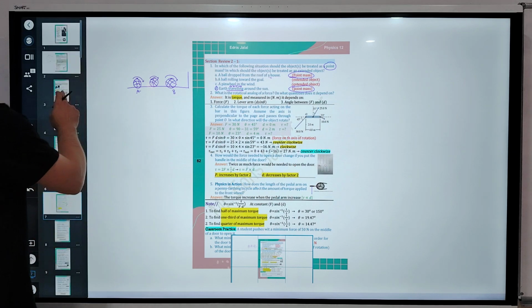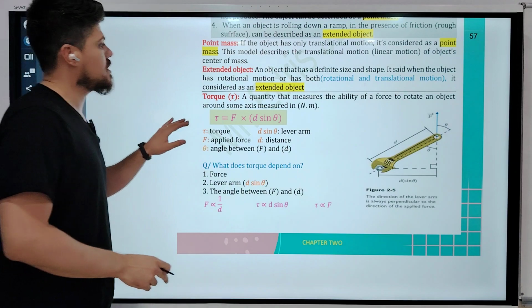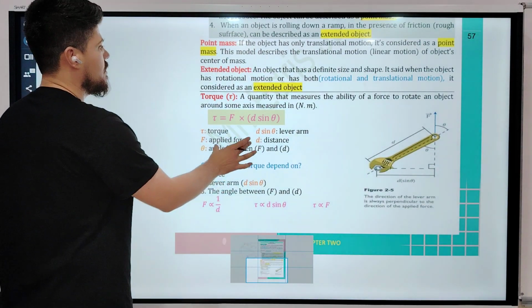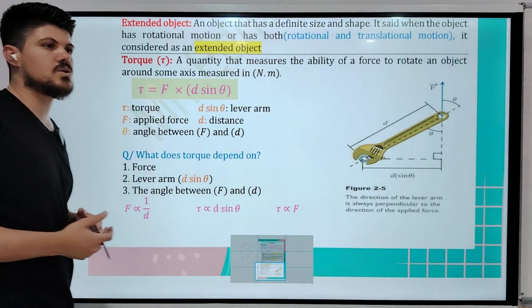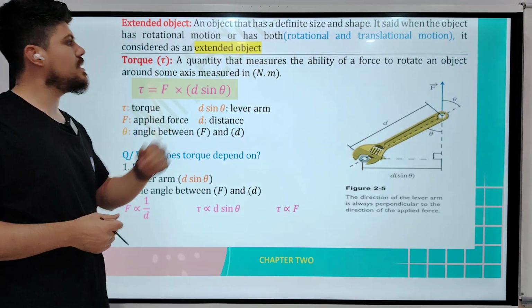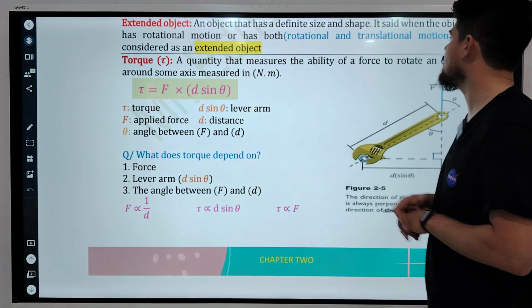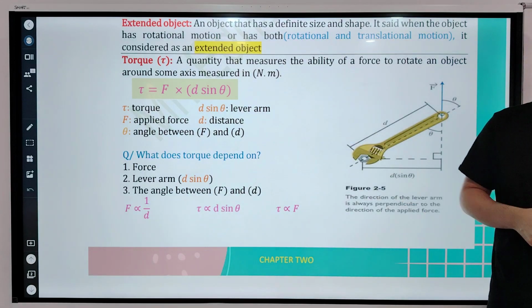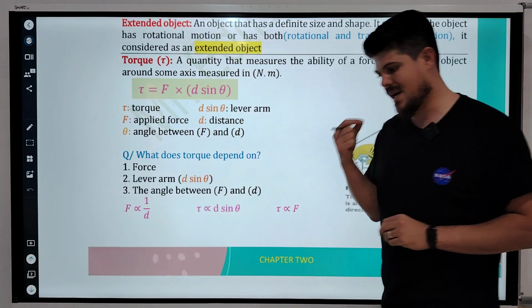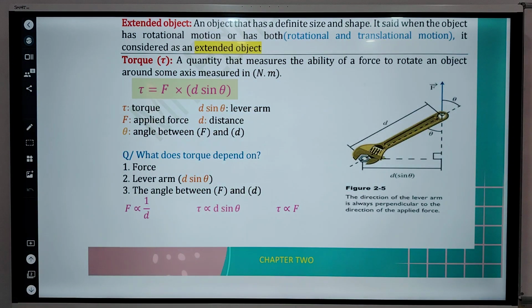Let's go back to our topic. The second topic in this section is about torque. First of all, I would like to define torque. What is torque? A quantity that measures the ability of a force to rotate an object around some axis, measured in newton meter. So torque is the ability of the force to rotate an object. It is very important.